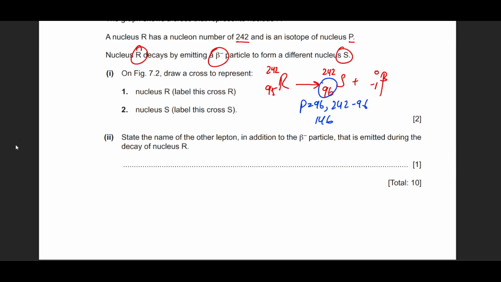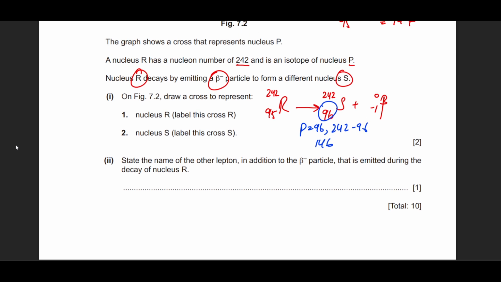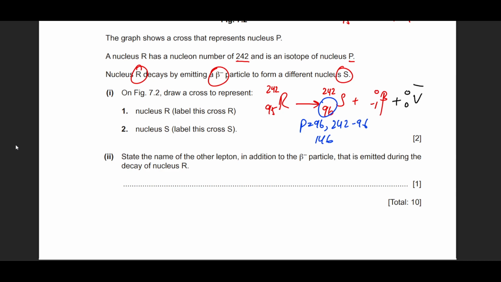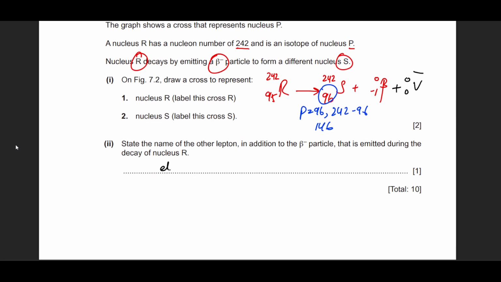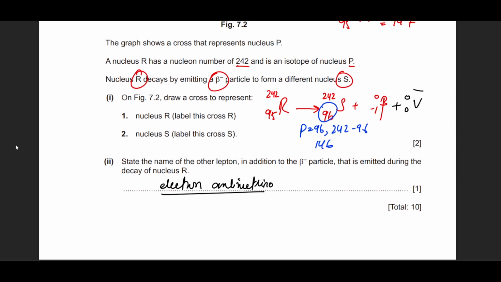So he tells me to state the name of the other lepton in addition to beta negative. And we know that when beta negative actually decays, we have an anti-neutrino as a part of the combination. So we will write down electron anti-neutrino. So basically this chapter is about memory. You have to memorize all of these outputs: hadron, meson, baryon, leptons. It's all about memory. So this is what we just know from memory. That's it.